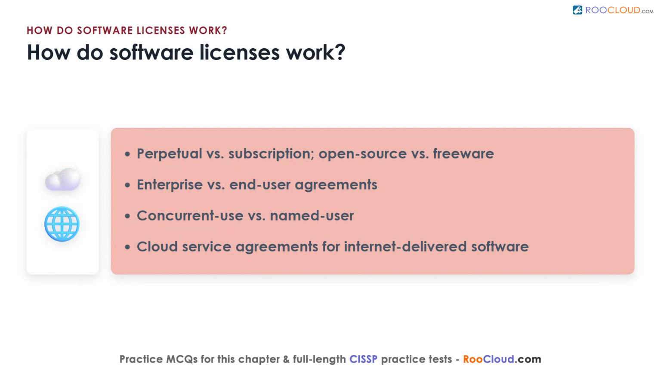How do modern software licenses actually work? They set the terms under which you may use software, and they come in many flavors. A perpetual license is a one-time purchase for indefinite use, while a subscription license charges a recurring fee. Open source licenses grant freedom to use and modify under conditions, and freeware is simply free to use. Enterprise agreements cover a whole large organization, and end-user agreements spell out individual rights during install. Concurrent use licenses cap how many people use the software at once. Named user licenses tie access to specific people, and cloud service agreements govern software delivered over the internet. Think of it as a menu of rental contracts, each drawing the line between what you may and may not do.